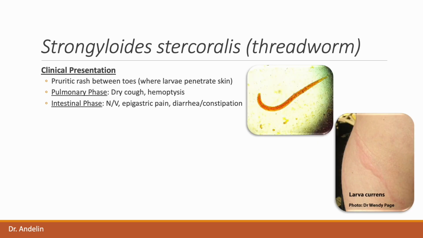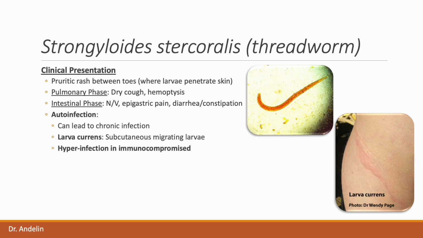Fairly similar to the hookworms, Strongyloides can cause a pruritic rash between the toes where the larva penetrates the skin. It also has a pulmonary phase with a dry cough, which can include hemoptysis, coughing up blood, followed by an intestinal phase with nonspecific nausea, vomiting, epigastric pain, diarrhea, or constipation. Up until now, Strongyloides sounds very similar to the hookworms. One important differentiating factor is that Strongyloides, but not the hookworms Necator and Ancylostoma, can lead to autoinfection, as Dr. Hillard will discuss in a moment.